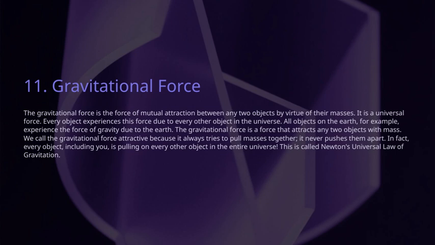This idea is captured beautifully in Newton's universal law of gravitation, which states that every mass attracts every other mass with a force that's proportional to their masses and inversely proportional to the square of the distance between them. So, in essence, gravity is the universal glue that keeps planets in orbit, keeps us anchored to the ground, and governs the motion of everything in the cosmos.